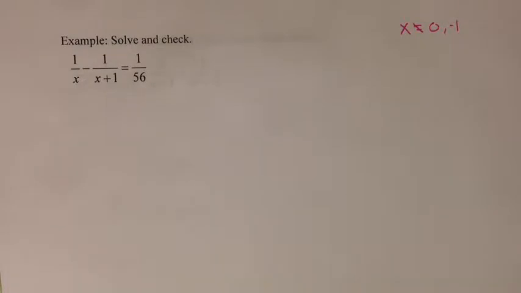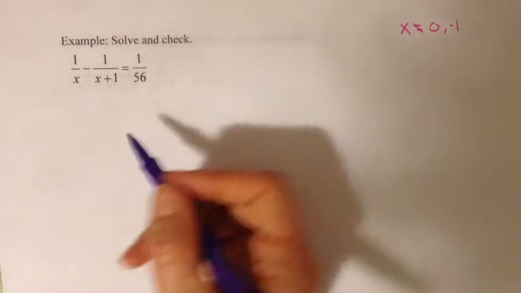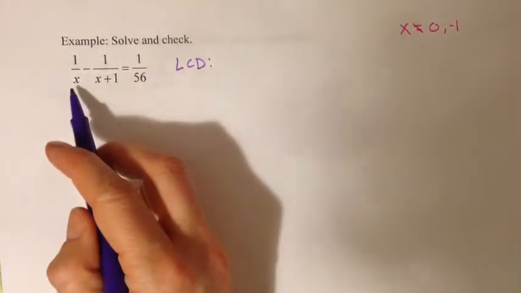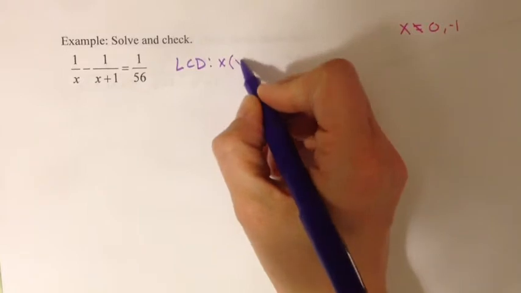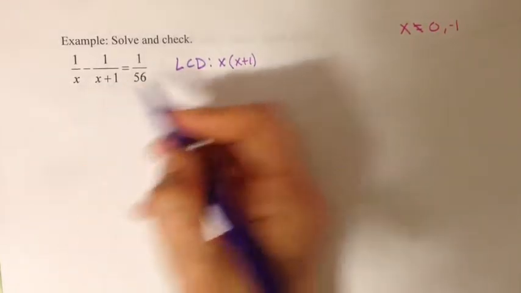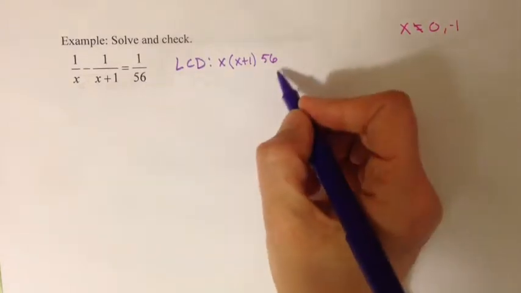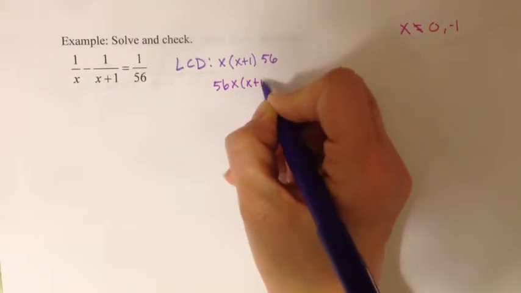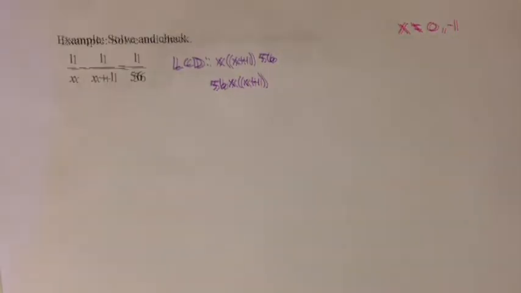Our first step is to figure out what the least common denominator is. Conveniently for us, all of these denominators are already as factored as they can be. So I can just write down what my least common denominator is. I notice that I need an x to cover this one, I need an x plus 1 to cover my second fraction, and I also need a 56 to cover my third fraction. I'm going to go ahead and write this down as 56x times x plus 1, just because I like having the number out in front. It's really just a personal preference.